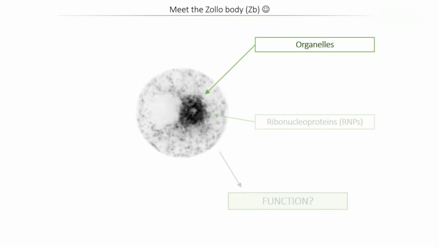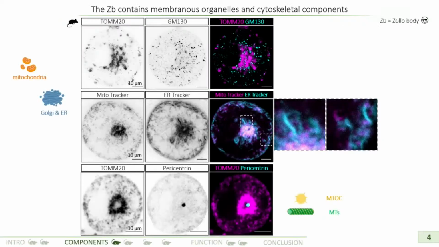I call this compartment the Zollo body because it has a nice ring to it, so why not? And I started the methodical characterization of its components, starting from a higher level, the organelles, moving down to ribonucleoproteins, and trying to ultimately understand the function. So starting from organelles, I already showed you the enrichment in mitochondria, which is my control staining here on the left.